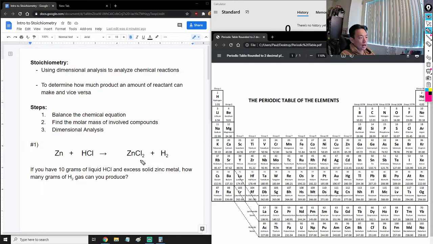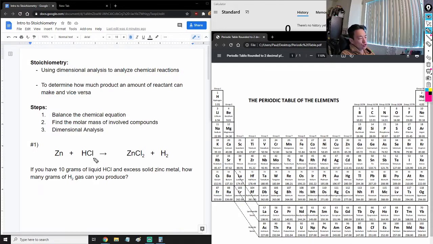And when we do labs, you basically use stoichiometry to figure out how much product am I going to make? How much reactant do I need to make that product? And so this is kind of the core of our chemistry class.